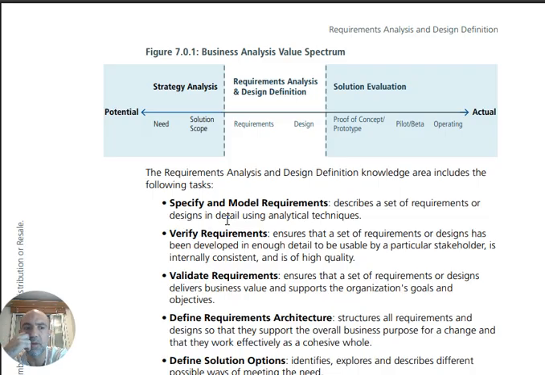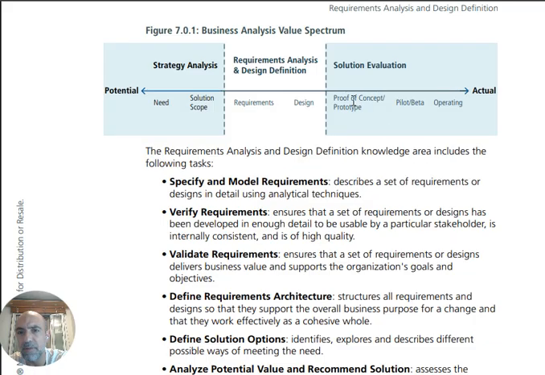And I imagine the solution evaluation is basically the last thing we get to do, which is ultimately figuring out something that needs to be done and starting to test and explore. So here, because we have to create a proof of concept and prototype, pilot, beta, and then we operate, that's the testing of the solution. Whilst for the requirements analysis and the design definition, we just kind of figure out the requirements. I think decide on them, right?